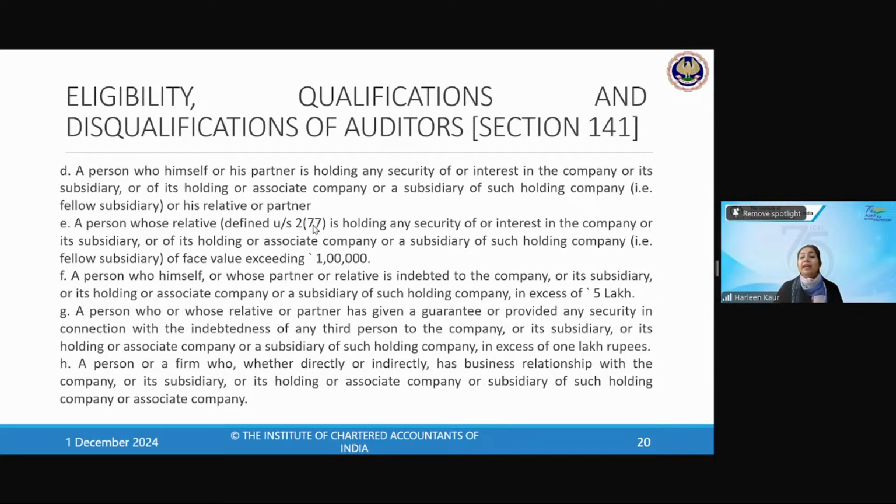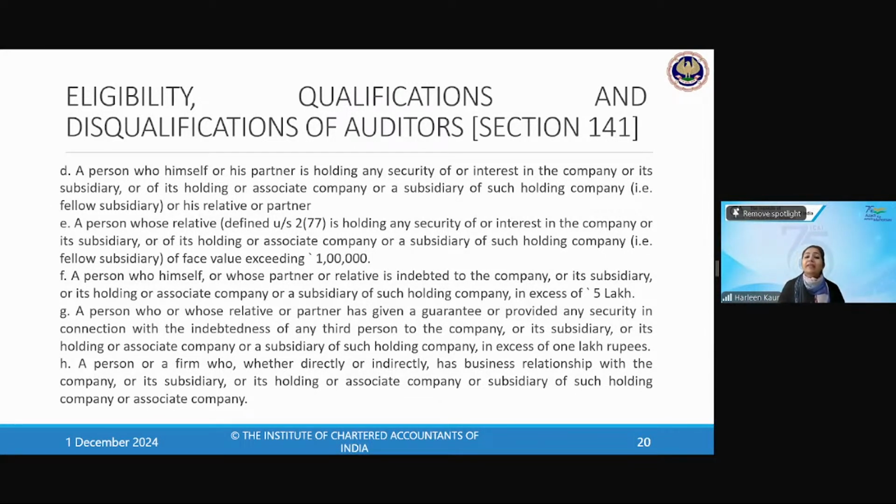If I am holding any kind of securities or interest in ABC Limited or its subsidiary PQR Limited or its holding company, then also I cannot be appointed as an auditor. One is I'm an employee, so that case is finished. Now I'm not an employee, but I'm holding certain interest or security in your company. Then also I cannot be appointed.